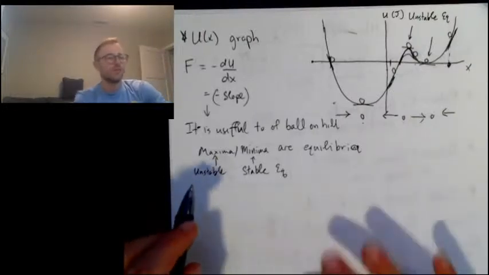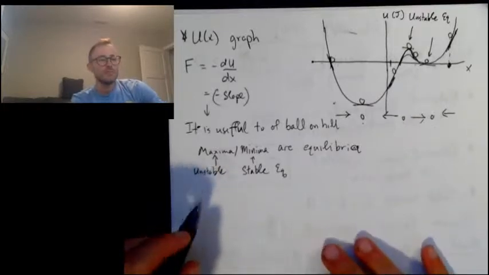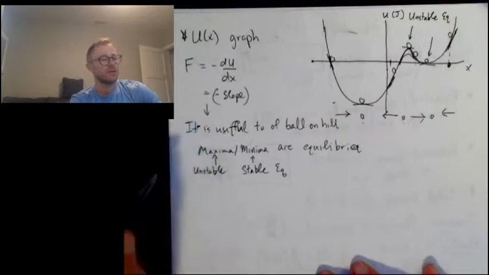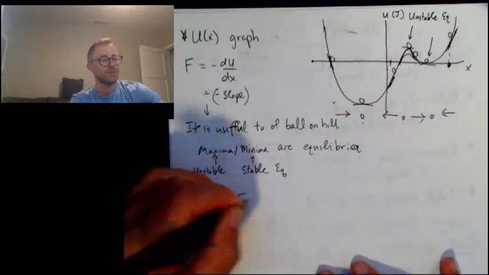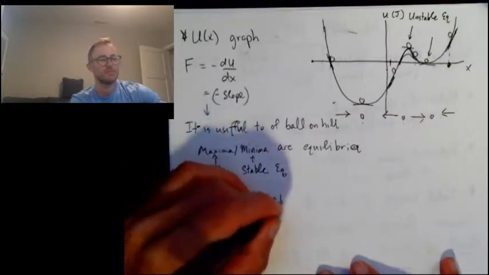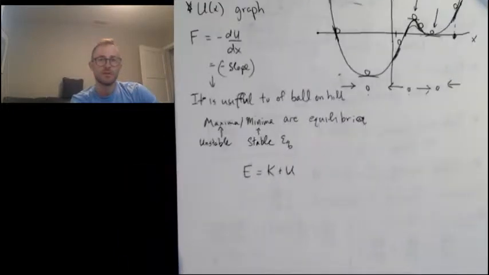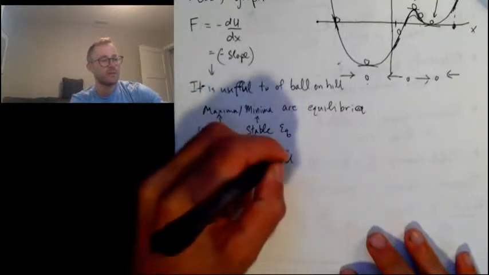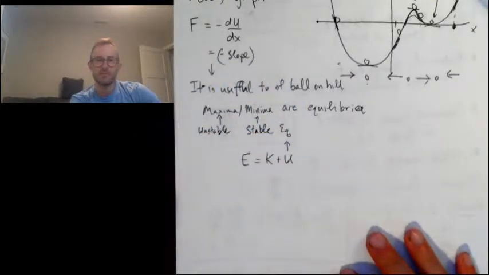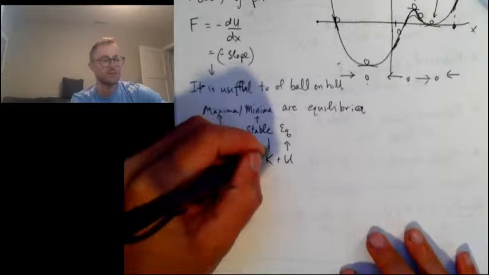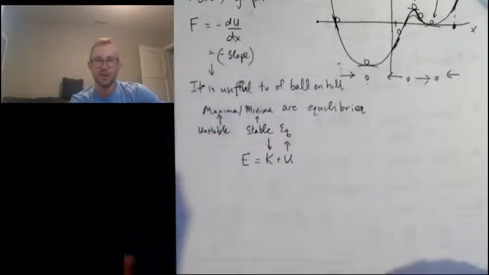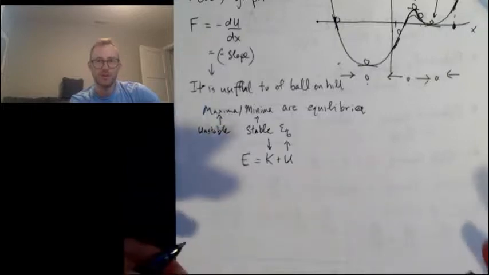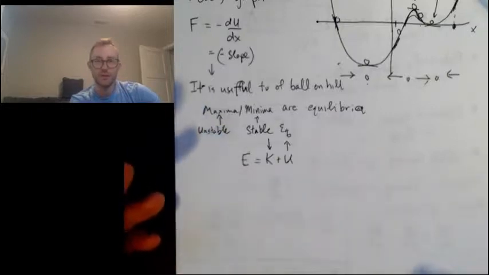Now, let's think about the total energy, which is constant. If the potential energy goes up, the kinetic energy goes down.